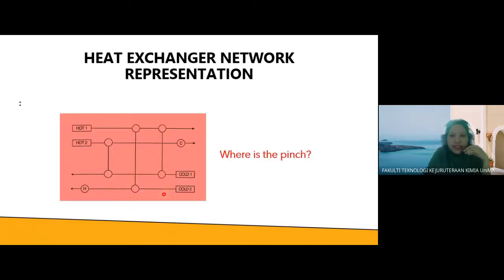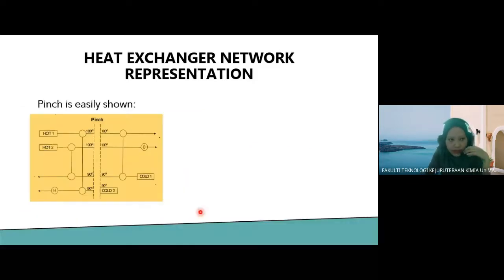Okay, now where is the pinch? Just now I mentioned that by using a grid diagram, we can see the pinch. So now where is the pinch? Okay, pinch is easily shown here. So we just indicate on the grid diagram. So we know that this is T hot pinch. This is T cold pinch. And looking at this, you know that the value of delta T min is 10, right?